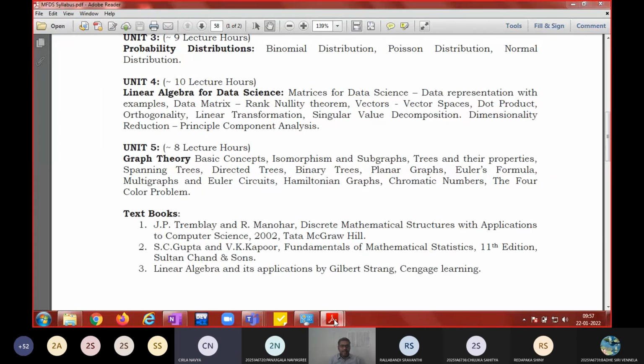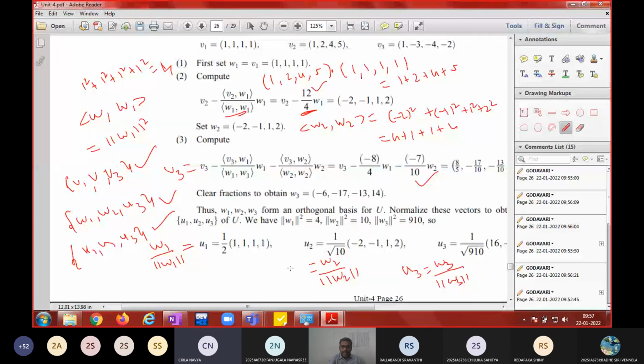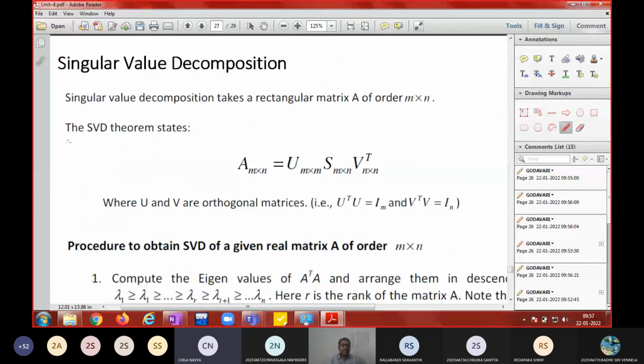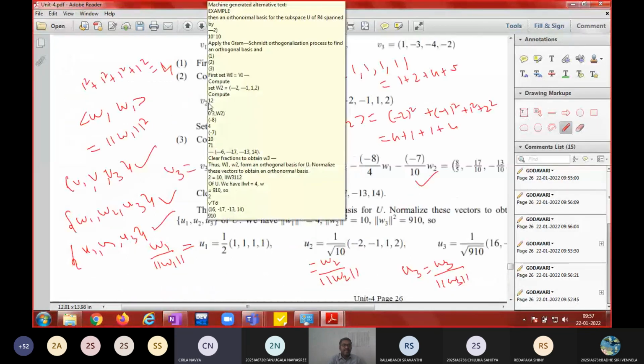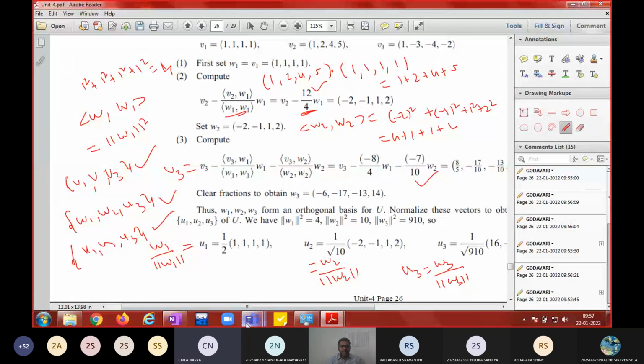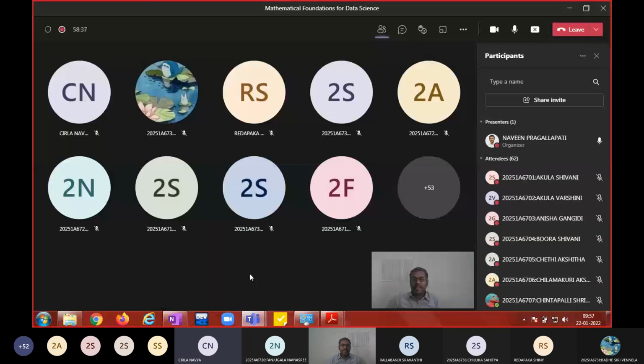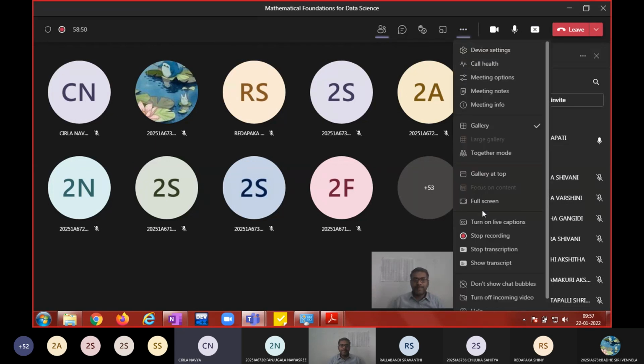PCA, principal component analysis. The next concept is singular value decomposition, SVD, for which you need the knowledge of eigenvalues and eigenvectors and also diagonalization. So before coming to the next class, go through how to find eigenvalues and eigenvectors, what the conditions are for a matrix to be diagonalizable, and what the procedure is to diagonalize a given matrix.